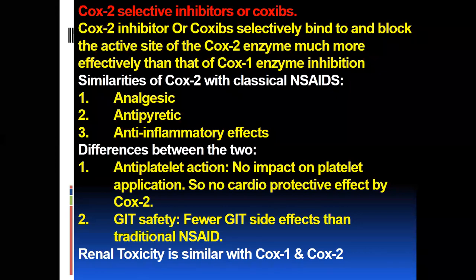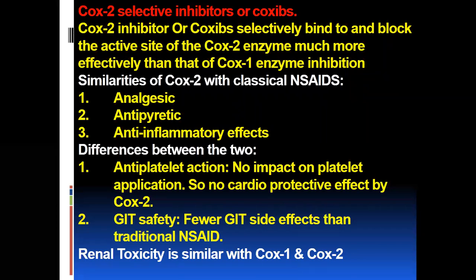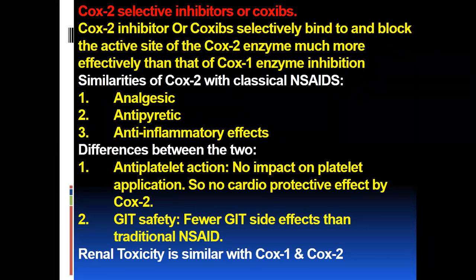Now, what are the similarities of COX-2 inhibitors with classical non-steroidal anti-inflammatory drugs? There are three similarities: analgesic action, antipyretic action, and anti-inflammatory effect. These are the same as in the case of COX-1 inhibition. While the differences between the two are, number one, antiplatelet action. There is no antiplatelet effect in the case of COX-2 inhibition.